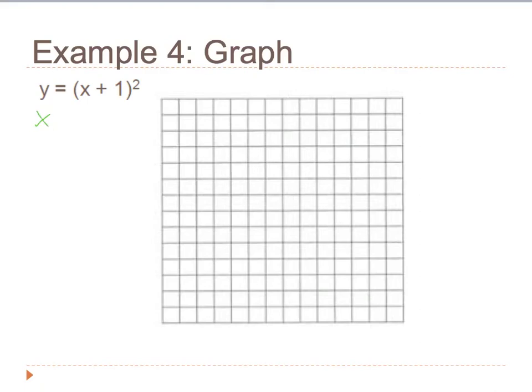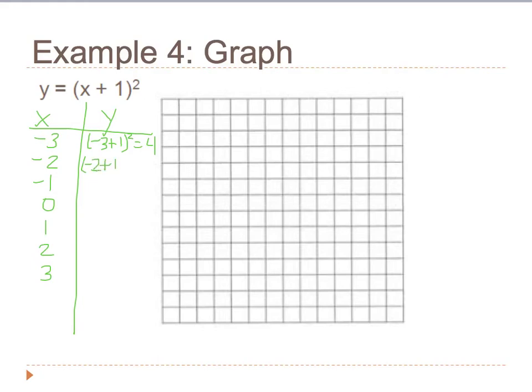This one is also good. We can pick any x that we want. There's no restrictions on the domain here. So let's pick from -3, -2, -1, 0, 1, 2, 3. And let's see what happens. If I put -3 plus 1 in, and square that, I end up with 4. And then -2 plus 1 squared, I'll end up with 1. Here I'll have 0, 1, 4, 9, and 16.